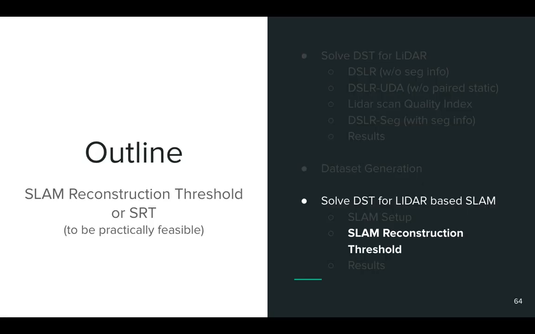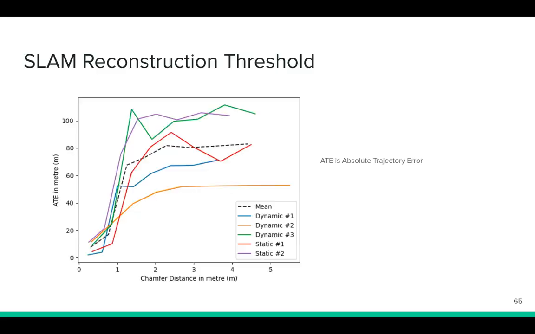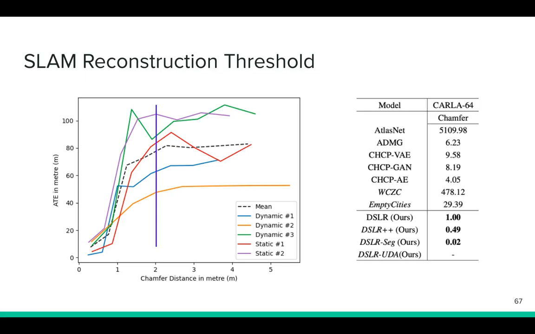Next, we experimentally try to determine the maximum LiDAR reconstruction error which can be tolerated by SLAM. As shown in the plots, initially SLAM error, or ATE, increases exponentially with a linear increase in LiDAR error, or chamfer distance, and then saturates at a chamfer distance of about 2 meters. Therefore, any LiDAR reconstruction model with a chamfer distance of more than 2 meters cannot be used for SLAM, and we refer to it as the SLAM reconstruction threshold, or SRT. We can see that only our proposed approaches have LiDAR reconstruction error within the SRT threshold from the table.